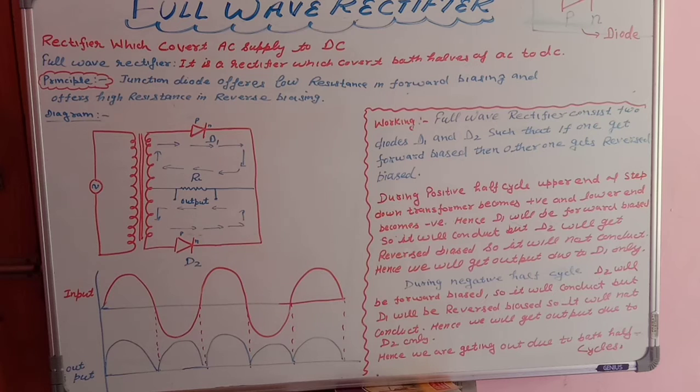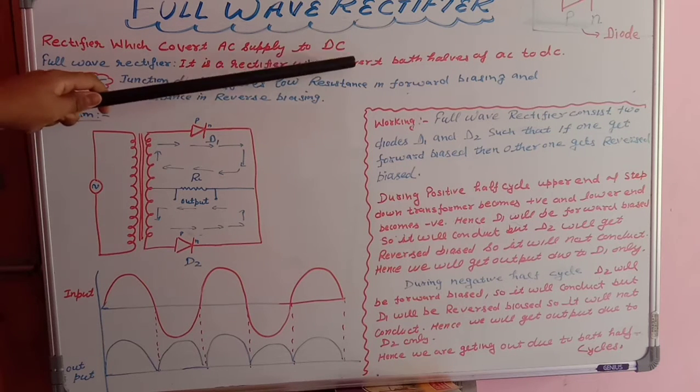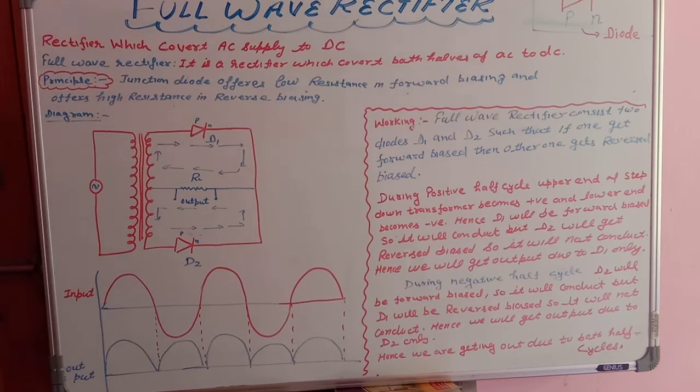was a rectifier which was converting only one half of each cycle. One half of each cycle means it was rectifying only one half of any cycle. But your full wave rectifier rectifies or converts both halves. Halves means plural of half. It converts both halves of AC to DC. Means both halves, whether positive or negative, it will convert into DC. So dear students, this is the full wave rectifier.